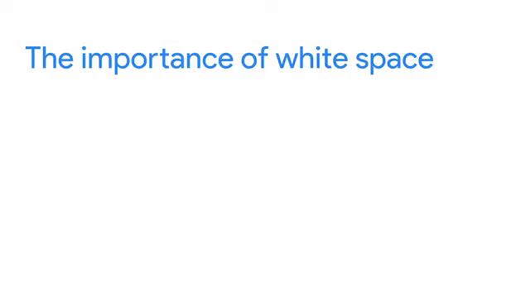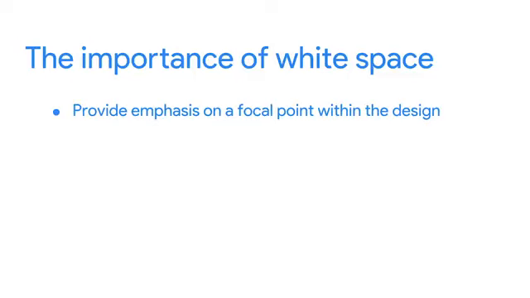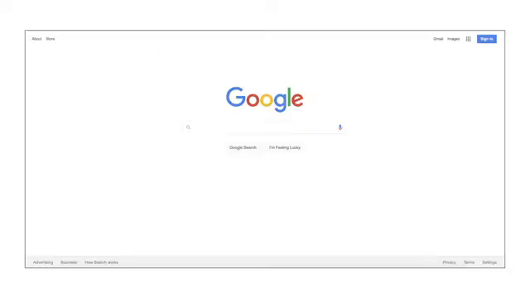So, why is white space important? First, the use of white space can provide emphasis on a focal point within the design. This can help focus the user on an action they need to take. For example, think about the Google search homepage. The search bar and Google logo are surrounded by white space. The use of white space clearly communicates the action users should take: search.